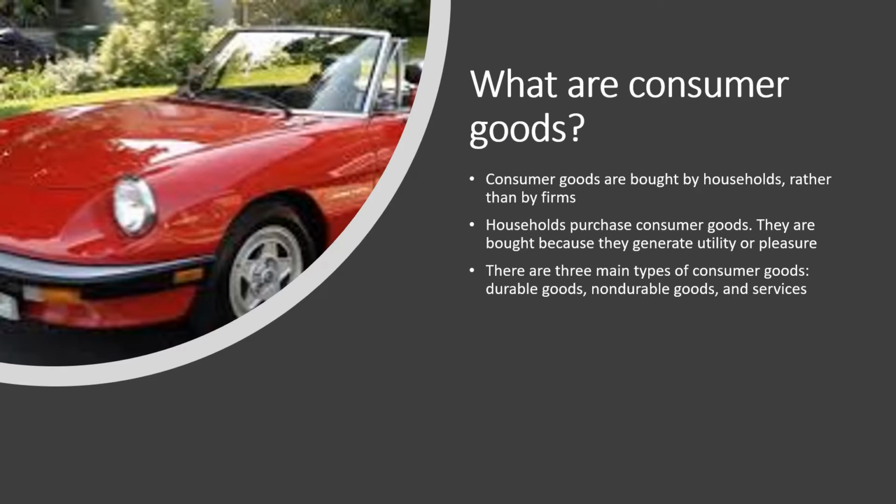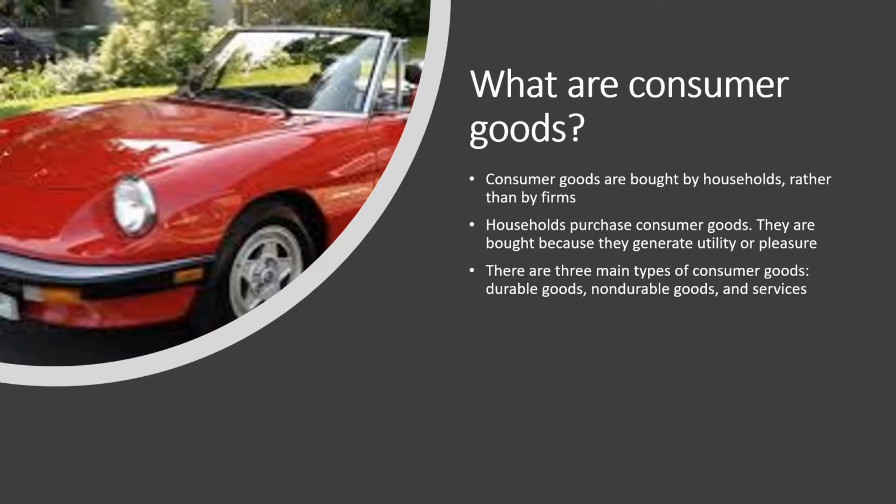So what are consumer goods? Well, in contrast to capital goods that are purchased by firms, consumer goods are bought by households, and households buy consumer goods because they derive utility from consuming those consumer goods. So in general, we talk about three types of consumer goods. So durable goods, so that might be an Alfa Romeo car that you buy because you enjoy driving around in it, and that car might last quite a long time, maybe, I don't know, 10 years or something.